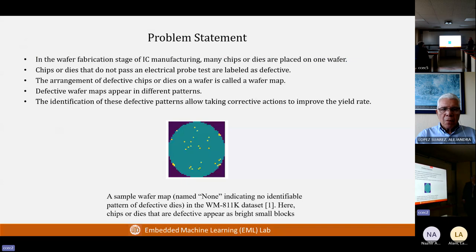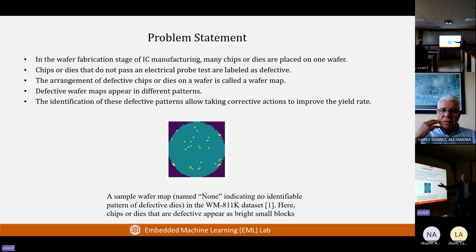Okay. What's the problem here? In wafer fabrication, in the age of integrated circuit manufacturing, many chips or dies are placed on the same wafer. And then an electrical probe test is done to see which of the dies, which of the chips, are not working properly and which are working properly. And the pattern associated with the defective dies is called the wafer map. What you see here is a wafer map, where the yellow ones are defective, they didn't pass the probe test. The other ones, the green ones, are good dies.